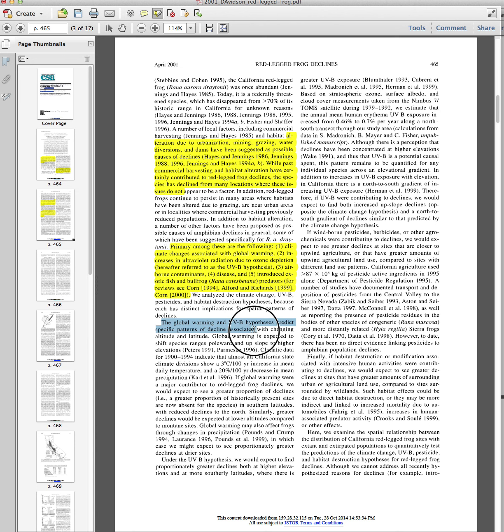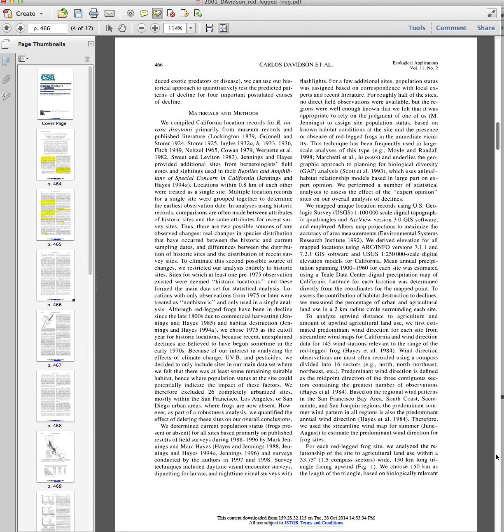So they start right here with the global warming and UVB hypotheses. They mainly focus on global warming here, then UVB, then they go into the pesticide or chemical hypothesis, and then habitat destruction here. So this page right here is going to give you the answers that you need to figure out what the predictions are that they'll be looking at for each hypothesis.